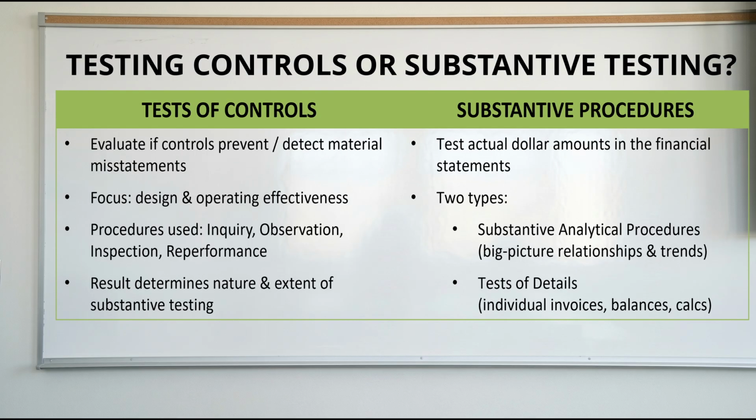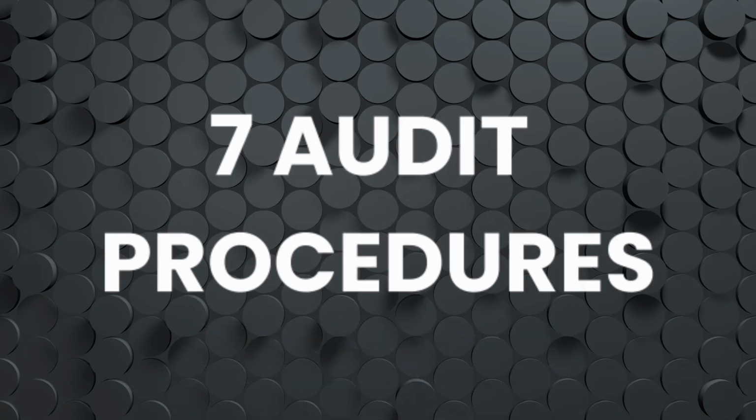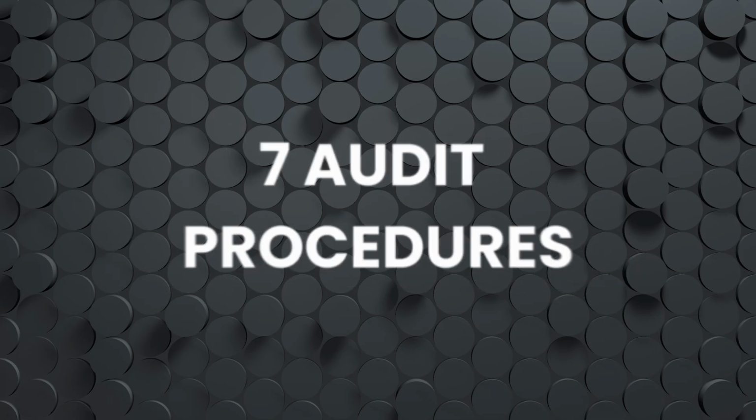Tests of controls evaluate whether the client's internal control system effectively prevents or detects material misstatements. Substantive procedures test the actual dollar amounts in the financial statements. Substantive procedures split into 2 types: substantive analytical procedures, looking at big-picture relationships, and tests of details, examining individual invoices, balances, and calculations. ISA 500 officially categorizes all audit procedures into 7 standard types.